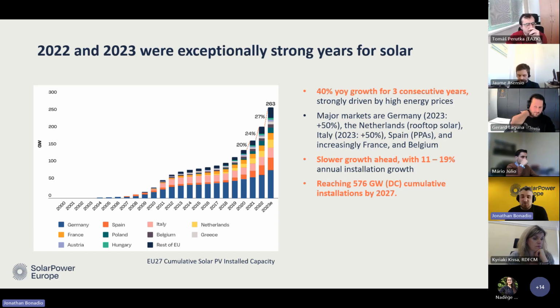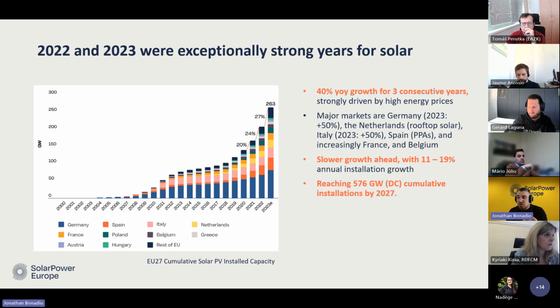But it would be a fairy tale if it were to continue. Actually, the growth is expected to slow in the coming years, and we will witness lower installation growth, 11 to 90%, in the next years, reaching a bit more than 500 gigawatts cumulative installation by 2027. I also wanted to show you, because these are raw numbers, this is only what is installed in Europe.